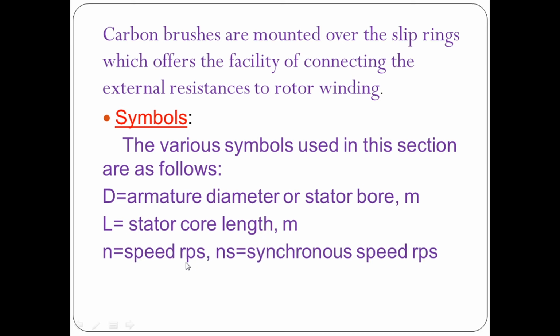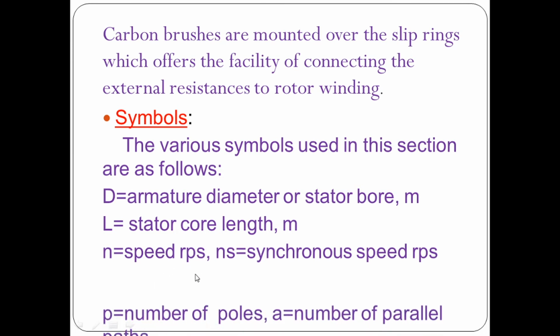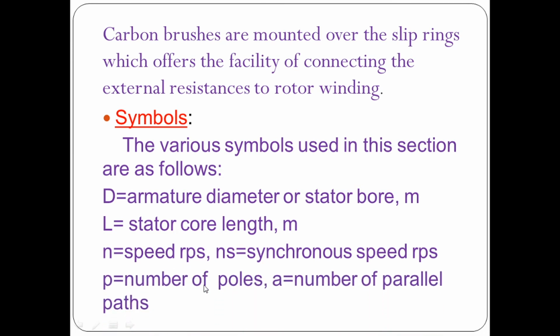Small n is the speed in RPS, rotations per second, and Ns is the synchronous speed in RPS. Small p is the number of poles present in the induction motor, and A is the number of parallel paths or number of circuits in the induction motor.